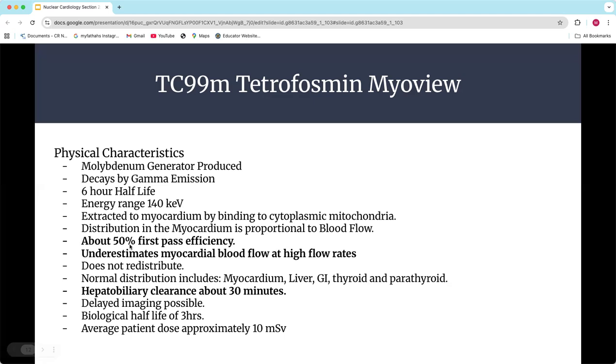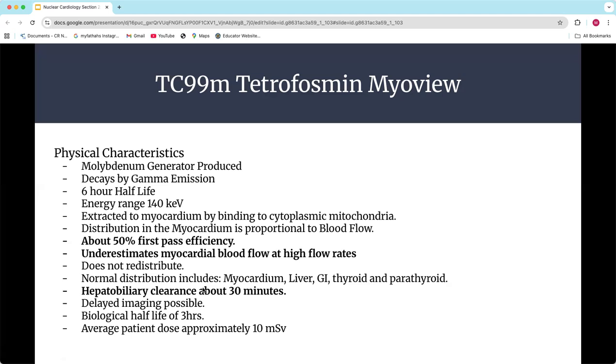Studies have shown that the first pass efficiency is a little less on MyoView. And there have been some studies that have come out that said that MyoView can underestimate slightly myocardial blood flow at high rates. Why does that matter? Well, when we stress a patient, you're going to have a higher flow rate, right? Because everything's vasodilating and opening up. And so that can underestimate, they found. Again, I've heard of places that still use it, and it's probably not that big of a difference, but there were some studies that came out and showed that.